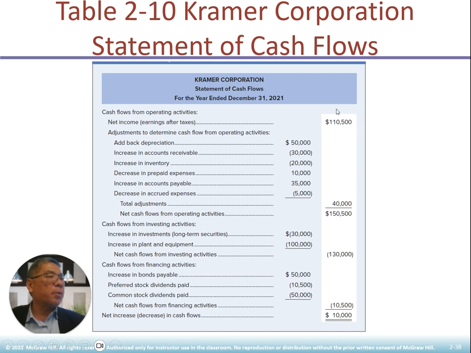You got the net income here, 110,000. Net cash flow from operating activities is 150,500 because you got the adjustment here of 40,000. And then cash flow from investing, you got minus 130,000 from the 30,000 increase in long-term securities and the increase in plant equipment. And then you get the cash flow from financing activities, minus 10,500. Total, you got 10,001.